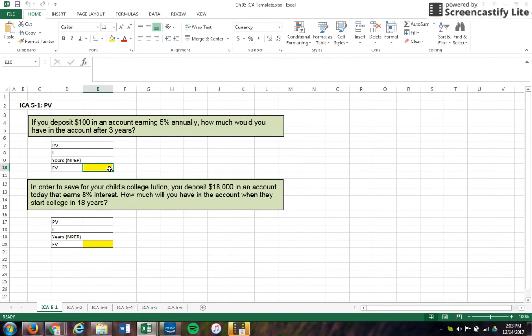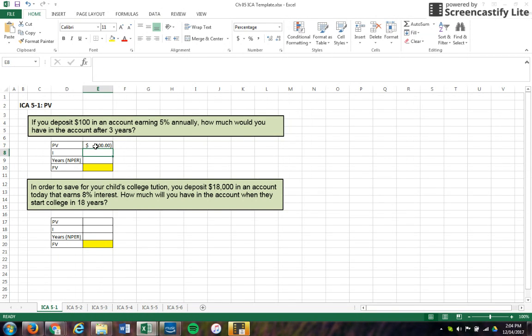And in any of these time value of money problems, you need at least 3 inputs in order to calculate the fourth. So for this one, we need to know what our present value is. We need to know what our I, or our interest rate, is. And then the number of periods of compounding that we have in this problem. So for this one, we have an account that we deposit $100 in. So we are going to have that as a negative $100.